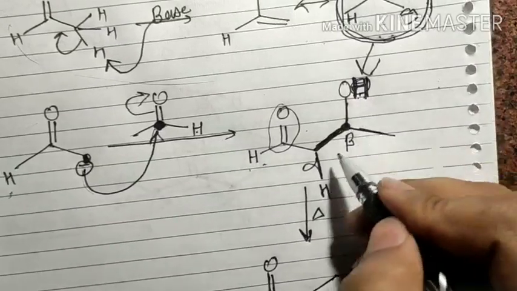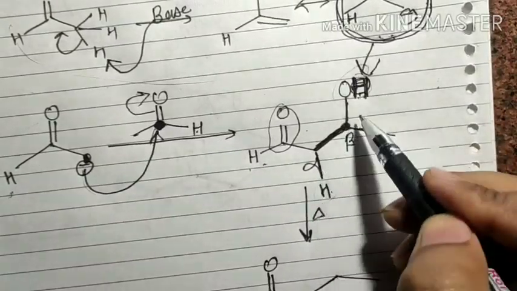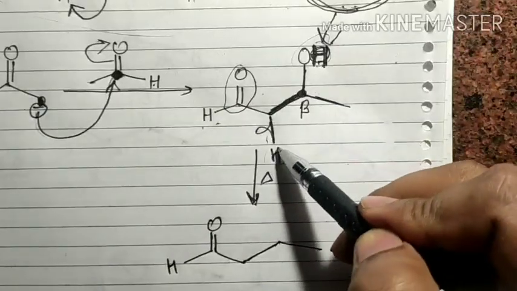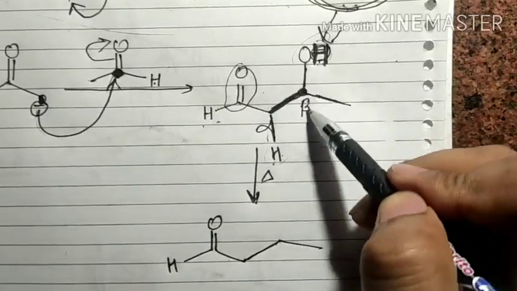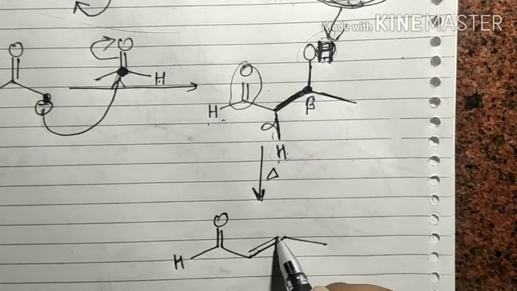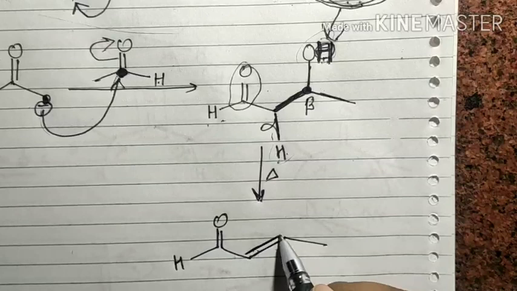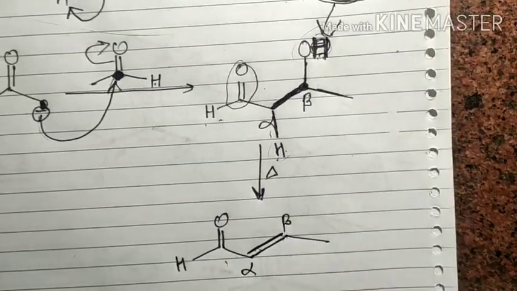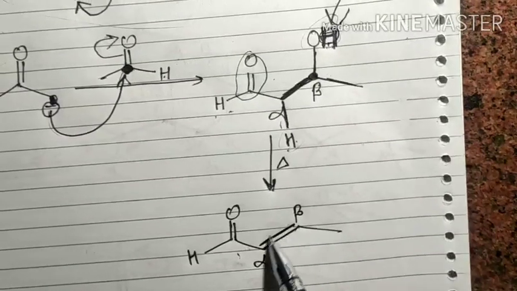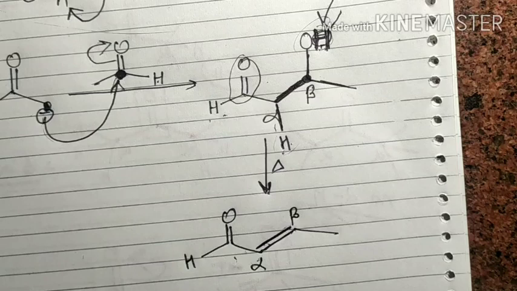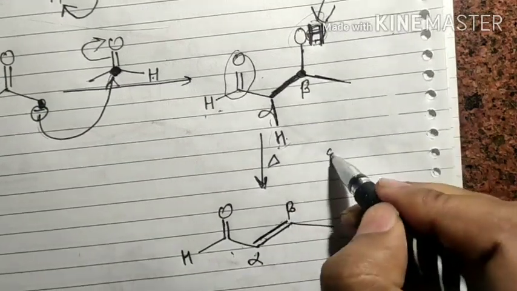So elimination takes place as OH and H are removed as water. I write here: hydrogen from the alpha carbon and OH from the beta carbon are removed as water. So the elimination reaction takes place, and after elimination this bond forms a double bond. This one is the alpha carbon, this one is the beta carbon. So it is called alpha beta unsaturated, because the alpha and beta carbons have an unsaturated bond. So alpha beta unsaturated carbonyl compound. This step is the elimination step.